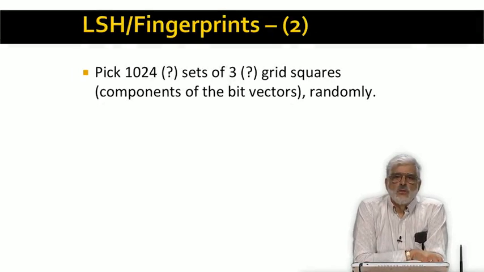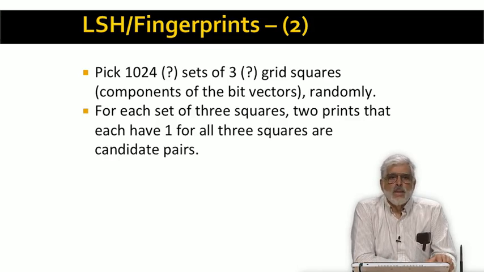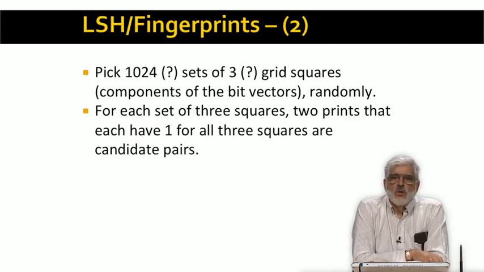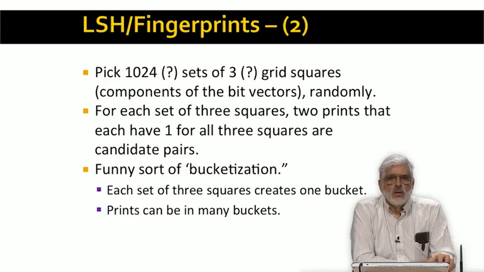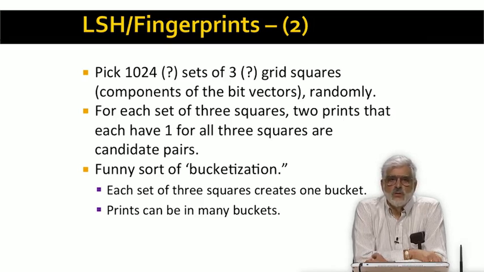For our LSH, we pick some number of sets of grid squares or components of the bit vectors that represent fingerprints. In our example, we'll use 1,024 sets of 3 grid squares each, which seems to be a good choice. For each set of 3 squares, we look at all the prints that have minutiae in each of these 3 squares. In a sense, we are throwing fingerprints into buckets, but each set of 3 squares corresponds to one bucket. And unlike a hash function, a fingerprint can be placed in many buckets. In fact, it would be normal for a print to be placed in several buckets this way.